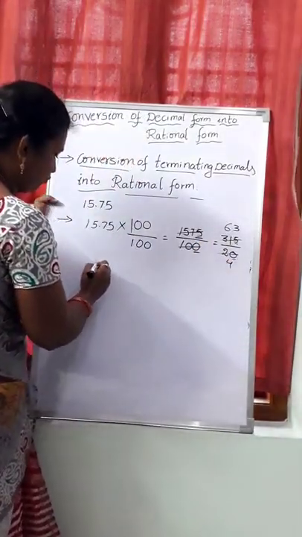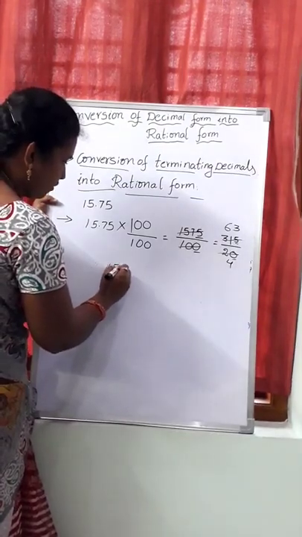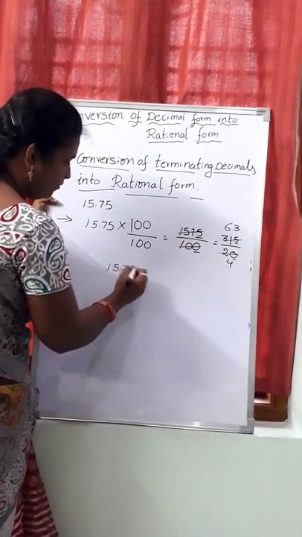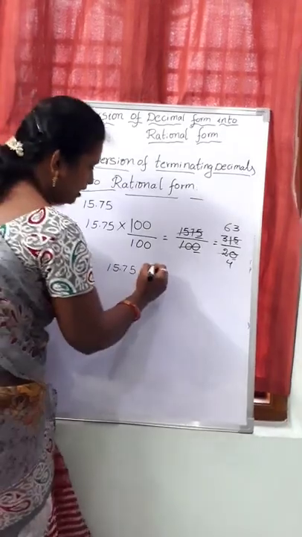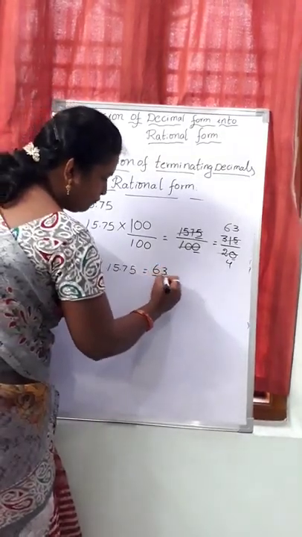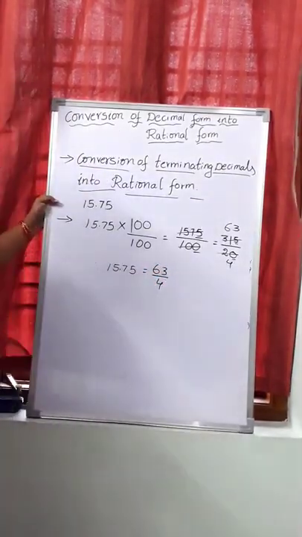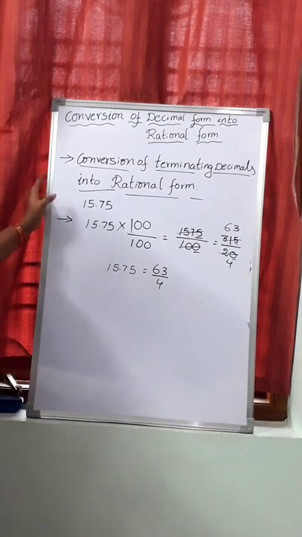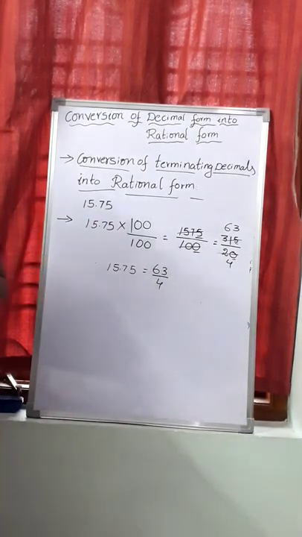Now therefore, 15.75 in the rational form is 63 by 4. This is the simplest form, which is in the form of P by Q. Like this we can convert any of the terminating decimal into the rational form.